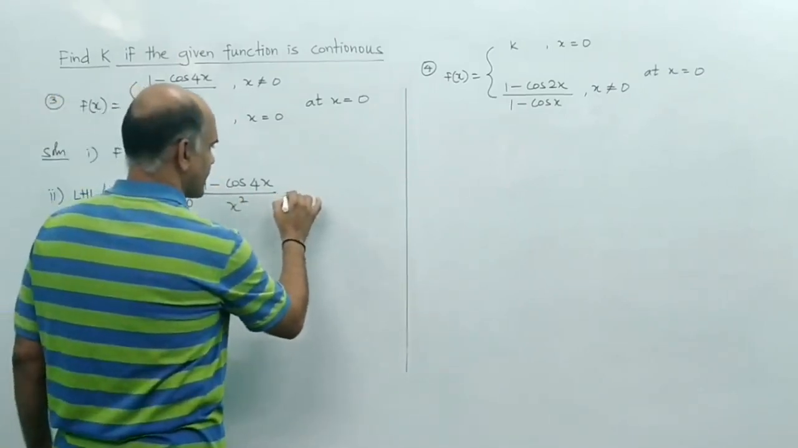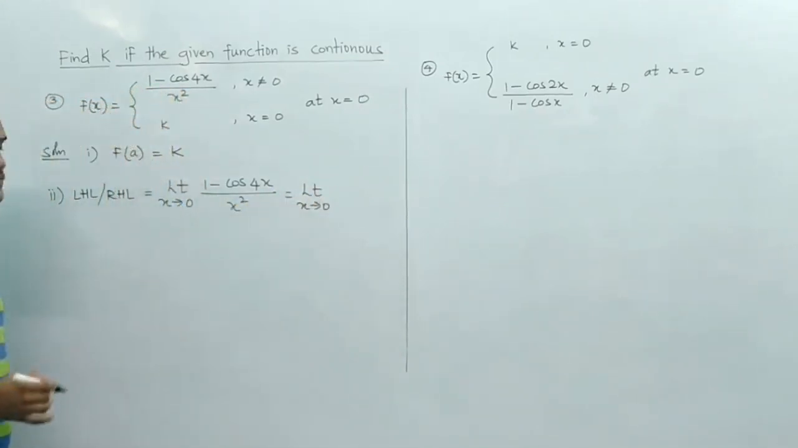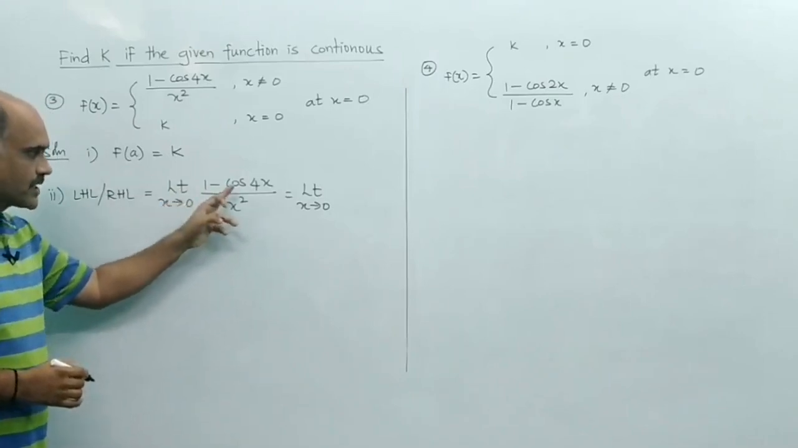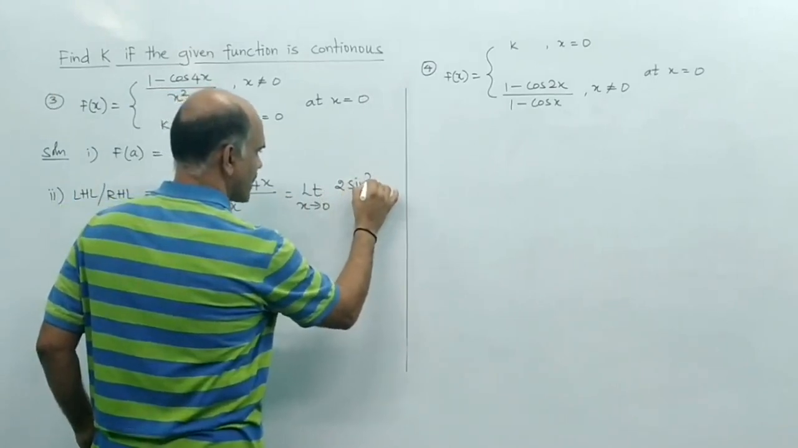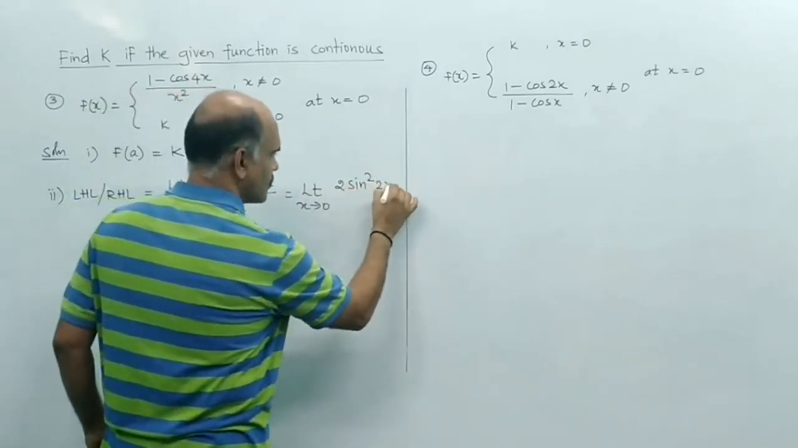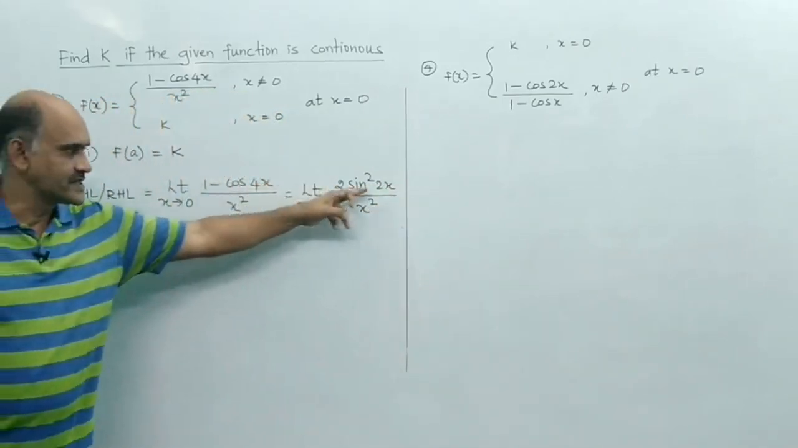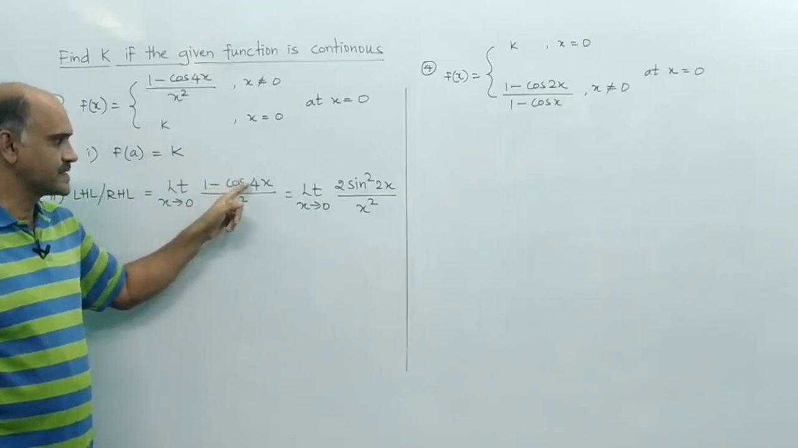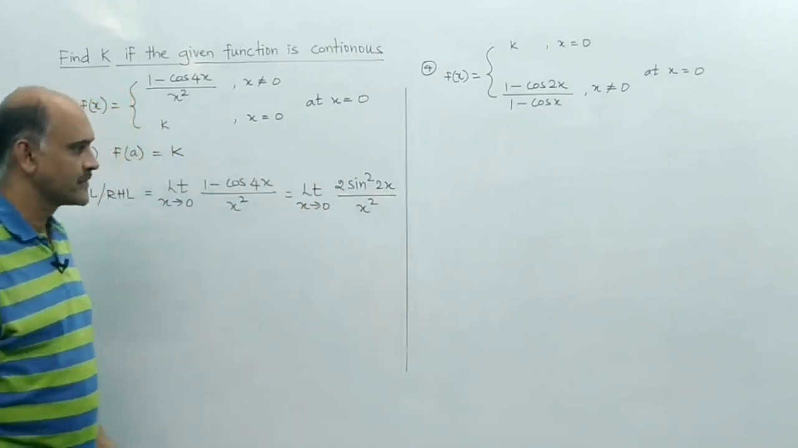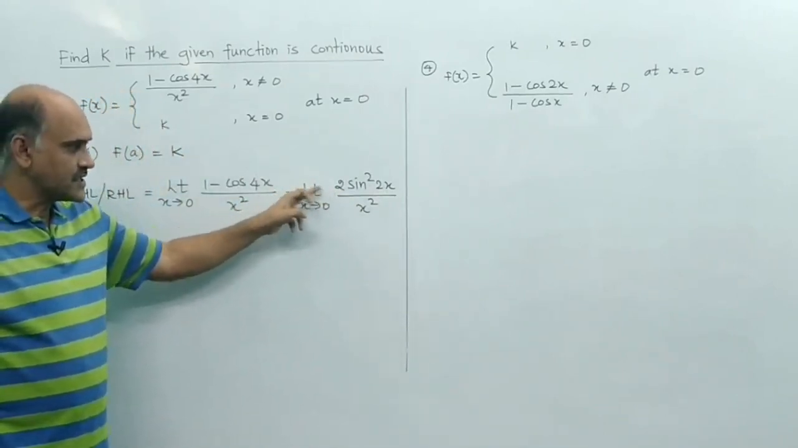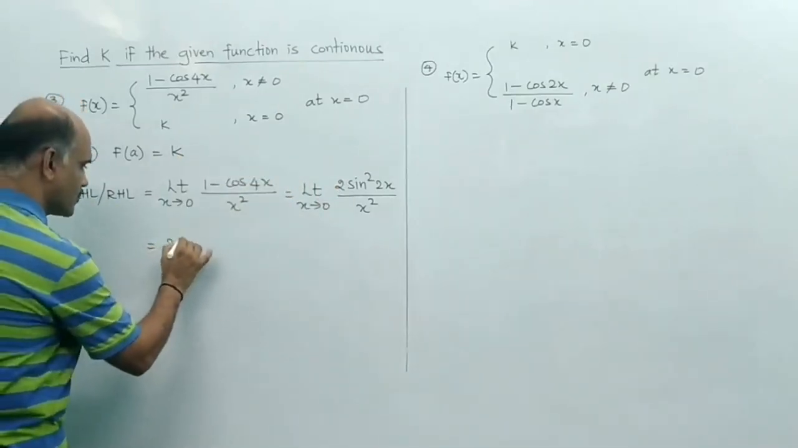So if I apply limit x tends to 0, 1 minus cos theta is 2 sin square theta by 2. So you will have 2 sin square theta by 2 divided by x square. Half of this angle will come here, so you will have 2 sin square 4x by 2. 4 and 2 get cancelled, you will have 2x. Now again you remove the constant outside. Sin square I will write as 2 times.